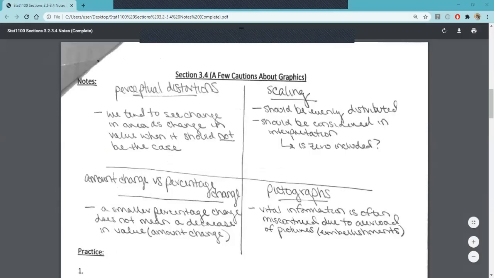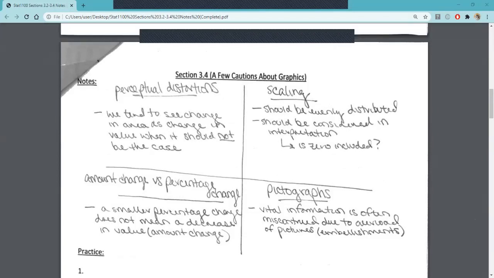Moving down to 3.4, we're going to talk about a few things that we need to make sure to pay attention to in graphics that we're looking at. And I will have more examples shown in the discussion. I link bad graphs for you. So hopefully you got some entertainment out of that, but they're very, very easily created and easily misinterpreted sometimes.